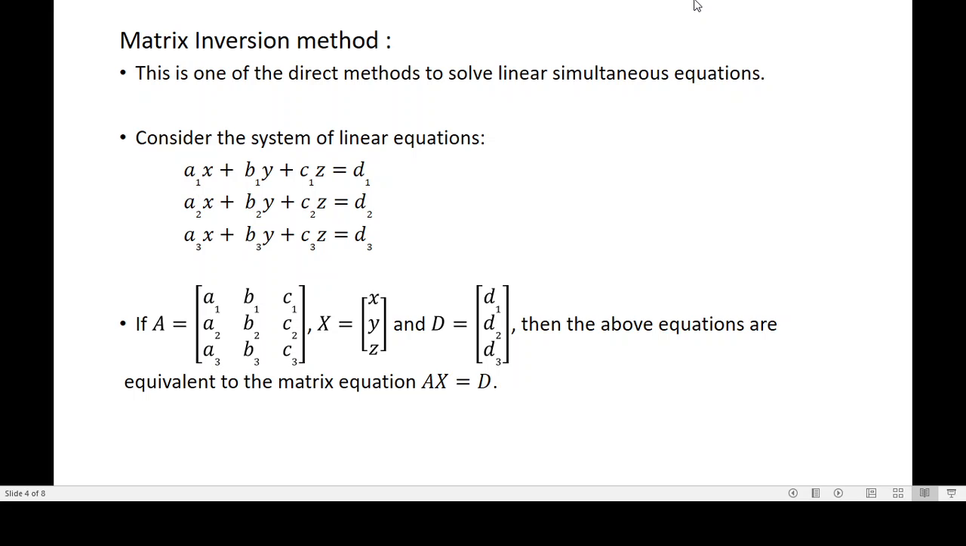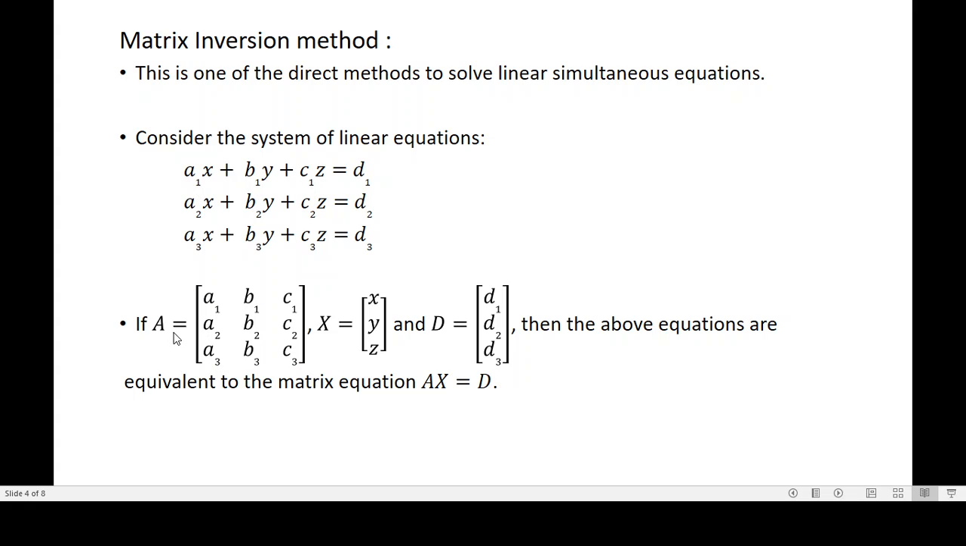Now consider the system of linear equations. a1x plus b1y plus c1z is equal to d1. a2x plus b2y plus c2z is equal to d2. a3x plus b3y plus c3z is equal to d3. So we have three equations in three variables, namely x, y and z.